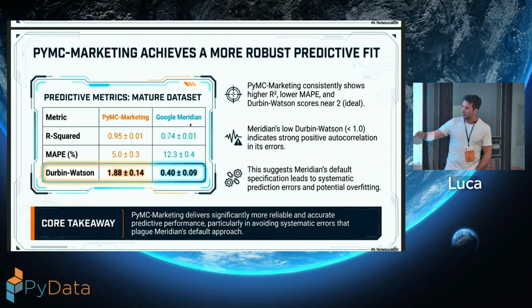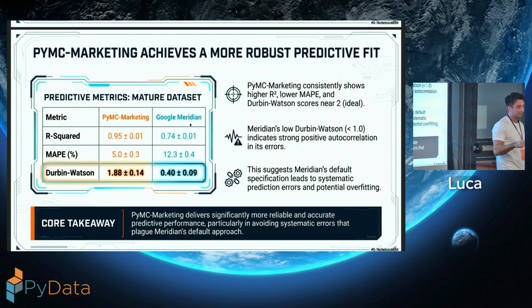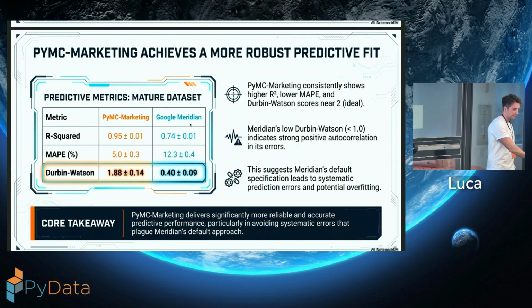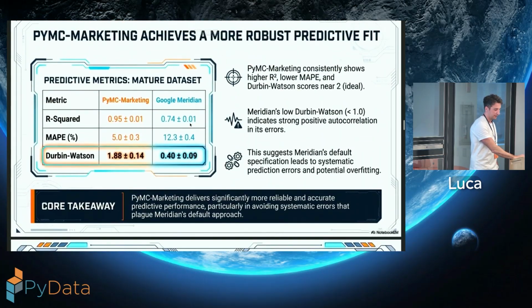So here, the fact that the Durbin-Watson of PyMC-Marketing is in that range means the model is having uncorrelated errors. It makes errors at random, while Meridian doesn't make errors at random. So there are some parts of the fit that it systematically doesn't get right, which means it's kind of missing a component. And we're going to see in a minute what that missing component is.